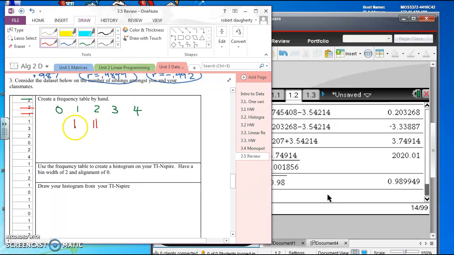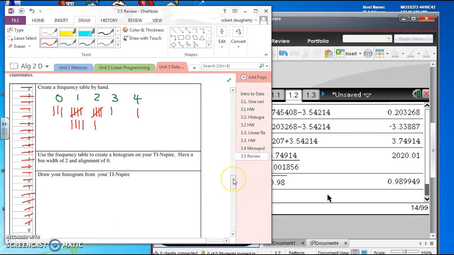Going through the data, tallying each value as I go: 2, 1, 1, 3, 2, 0, 2, 4, 1, 1, 2, 1, 2, 1, 0, 1, 0, 1, 1, 0, 1, 0, 1, 1, 1, 1, 2, and let's scroll down, 0, 3. So 0 and 3.